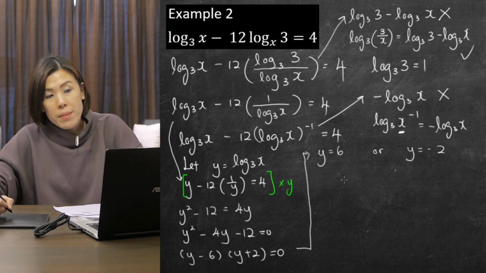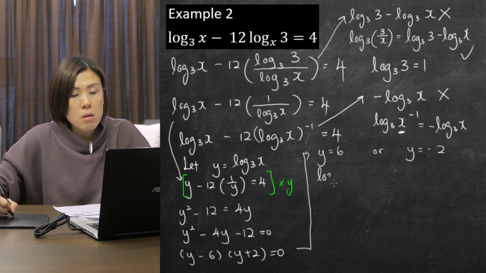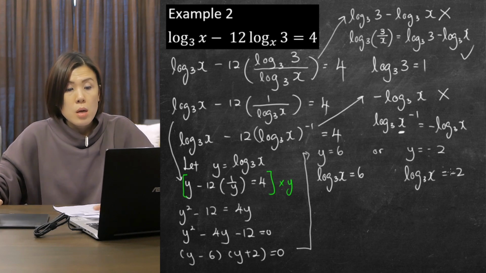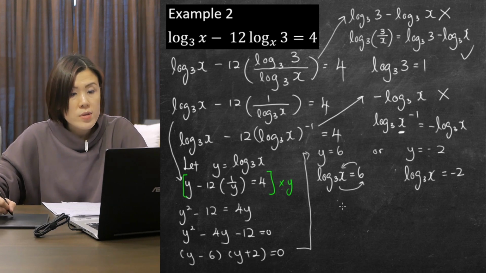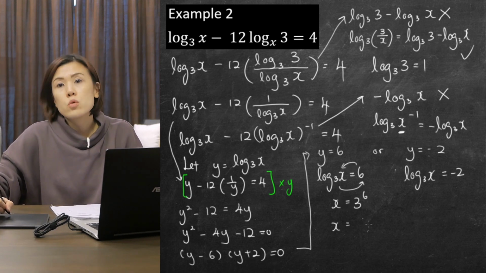Since we let y equal log x, and we found y equals 6, which means log x equals 6, and log x equals -2. And we can find the x value by changing this to index form. So we have x equals 3 to the power of 6. So x equals 729.